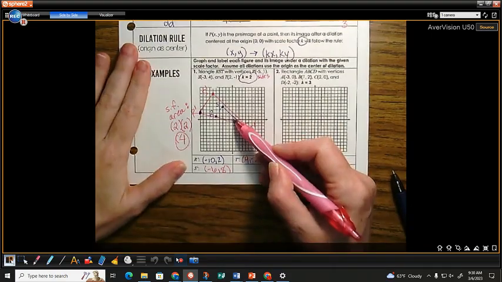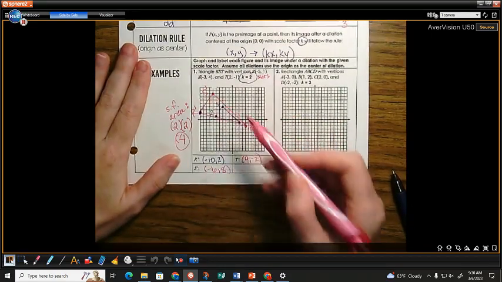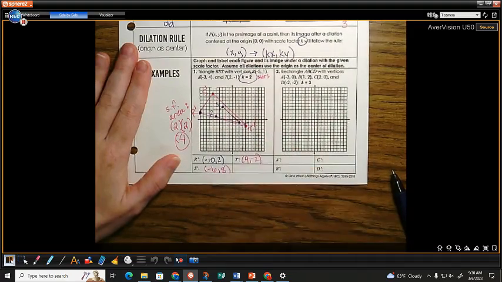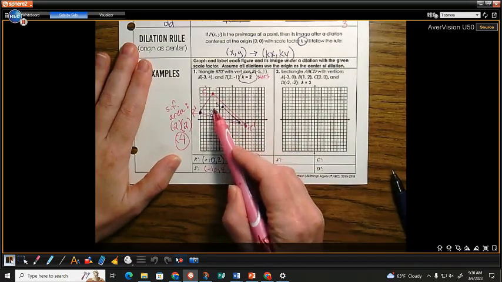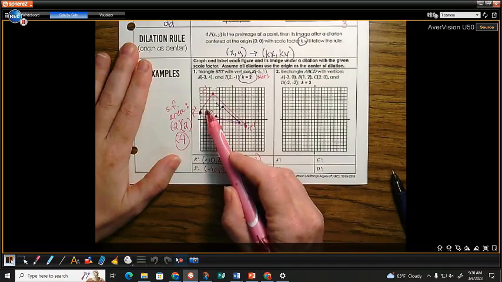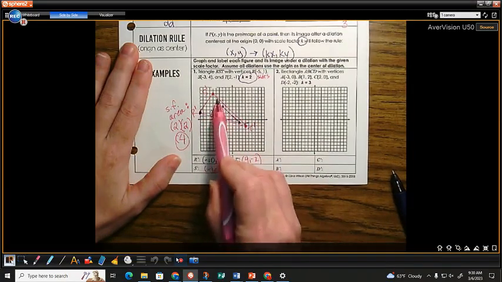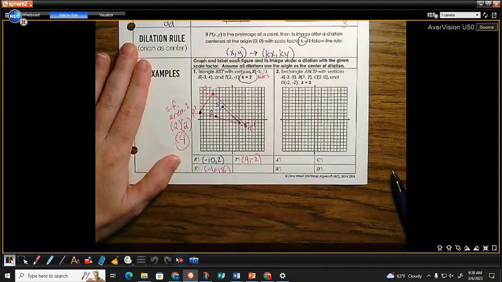This little bitty triangle and this big triangle, the big one is 4 times the little one. If you counted all these squares, someone starts counting squares just to verify. But yeah, there's 4 times as many squares in the pink one as there are in the purple one.